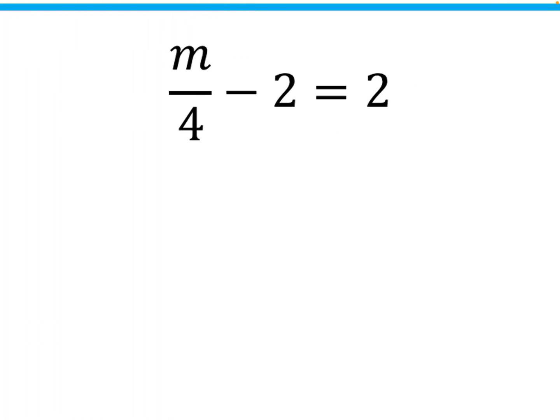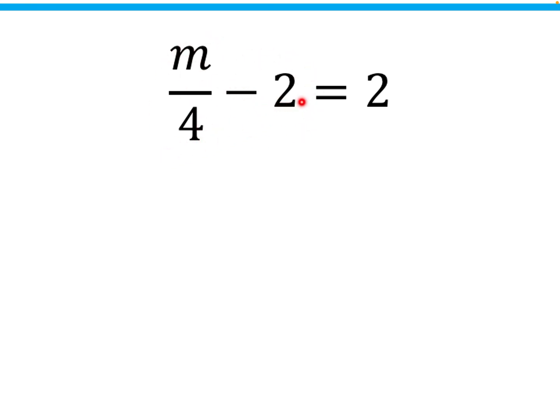Similar question here, but this time working out m. M divided by 4 minus 2 equals 2. So let's start ourselves off again. The first thing I want to get rid of is this integer, this whole number, because I want to have just m and it's dividing.